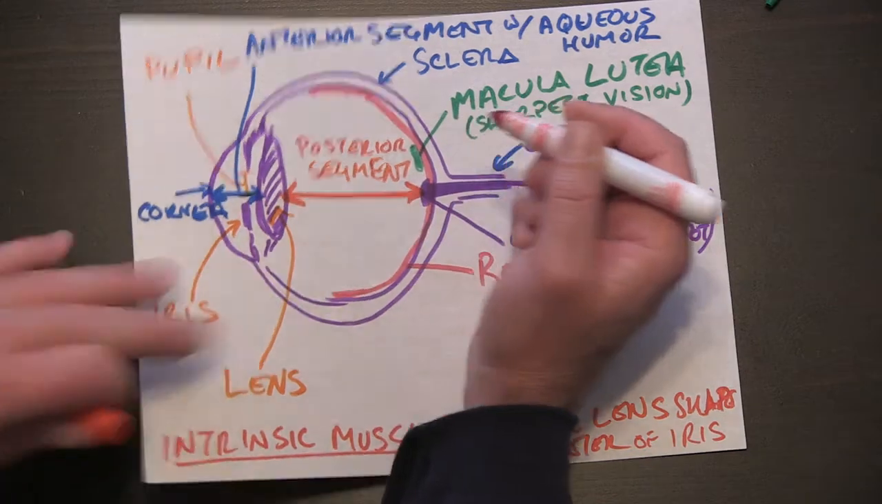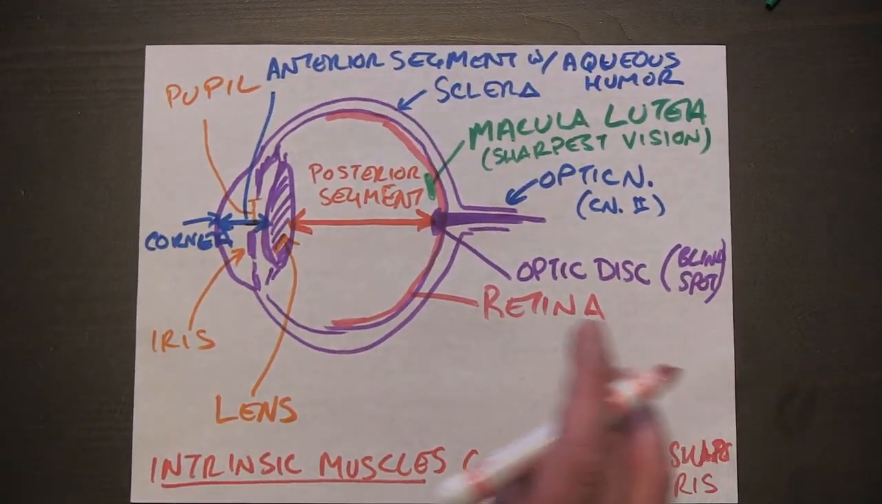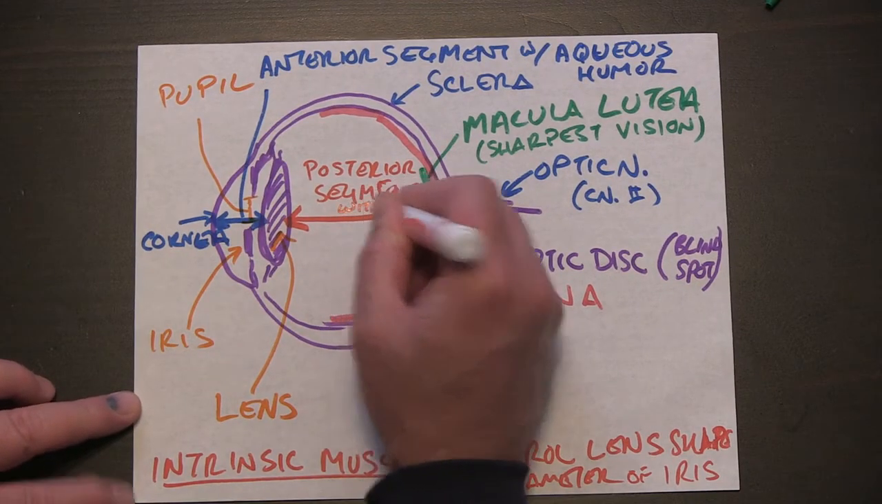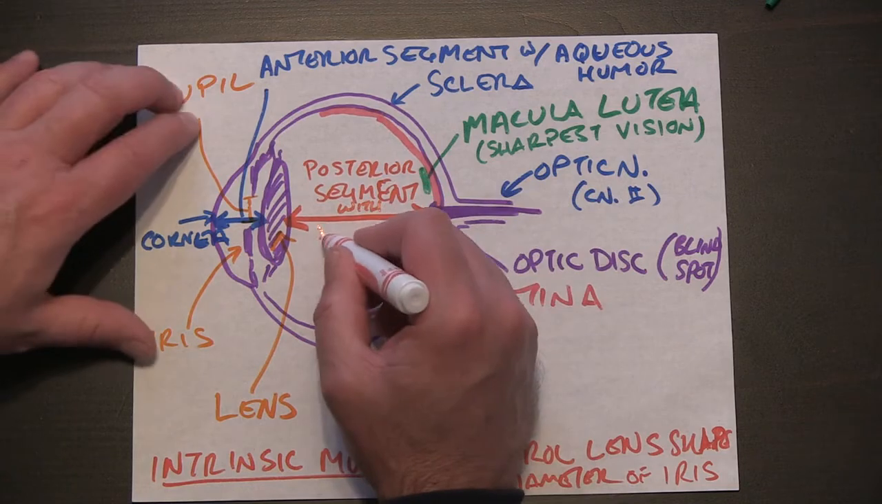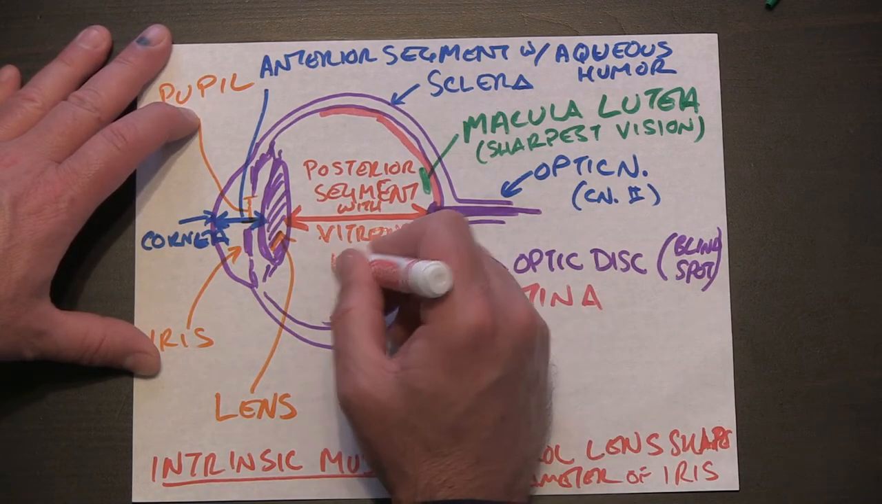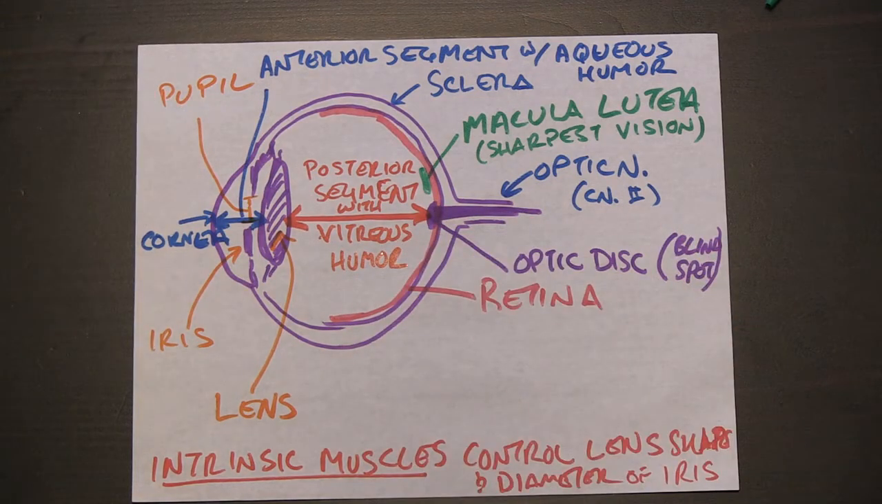And when you guys were doing the dissections, there was that jelly-like substance that I told you not to push too hard on, or it'll squirt you. That is the vitreous humor. So humor just means fluid.